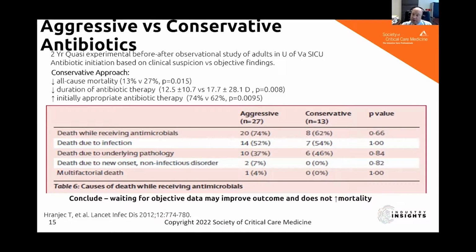And in the conservative approach, instead of just starting antibiotics when somebody might be septic, they decided to accumulate data, to look at what the information suggested and decide not only do they need antibiotics, but what would be the most appropriate site of infection, cause of the infection, what kind of antibiotic regimen should they give. And it turned out that being conservative actually decreased all-cause mortality. It dropped from 27% to 13%, decreased the duration of antibiotic therapy, and increased the likelihood that the patients received initially appropriate antibiotic therapy. So this actually does support some of the recommendations that come from the recent Surviving Sepsis Campaign recommendation.